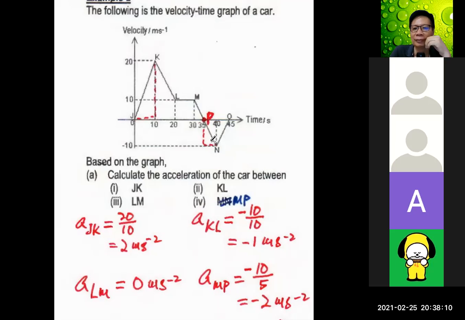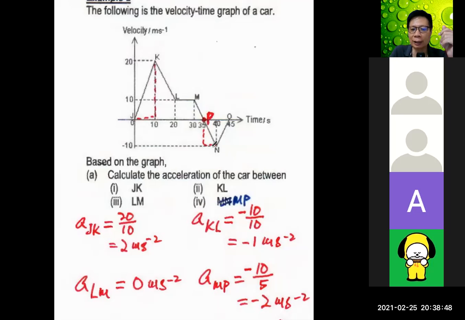Is it getting faster or getting slower here? Faster. Getting faster actually. 0, -2, -5, -8, -10 is getting faster and faster, but in the opposite direction. Negative velocity means getting faster, but in the opposite direction. So this part is acceleration, but in the opposite direction.